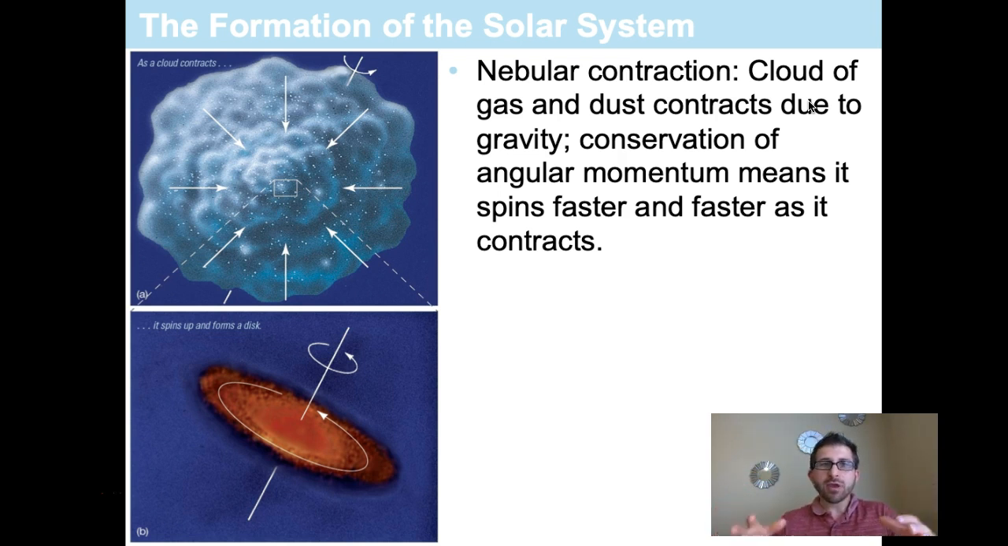Now, as we have this nebula moving around, it's got random motion, it's moving in all different directions. Eventually, a preferential direction is determined. Just from randomness, we get order. And as that turning starts to take place, rotation starts to occur. We've got a flattening of the disk that starts to happen.